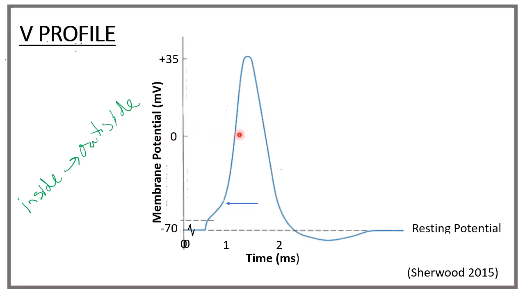And about halfway through the action potential profile, the inside and the outside of the cell are at equal potentials, and the potential rises to a maximum of about plus 35 millivolts before repolarizing, or becoming more and more negative, and temporarily goes just a little more negative than resting potential. All right, next we'll look at the currents associated with our voltage profile.